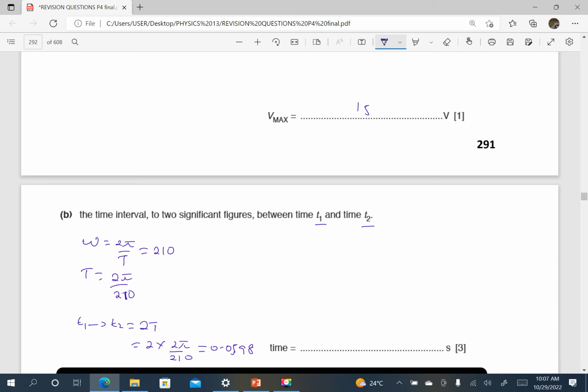0.0598. The answer, they said to two significant figures. So the time interval to two significant figures between t1 and time t2 is 0.060 to two significant figures, and this will be our final answer.